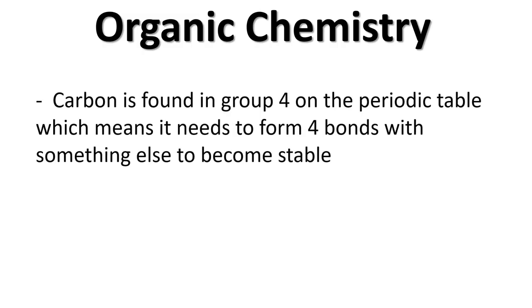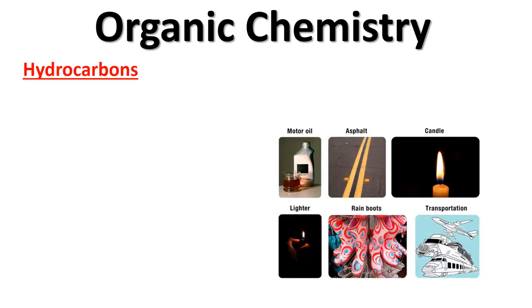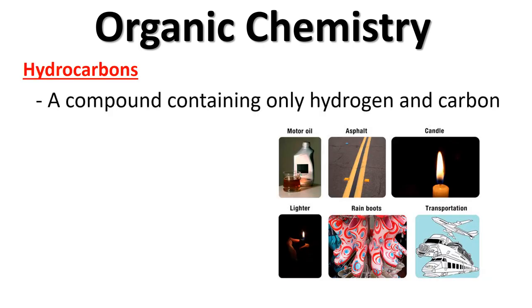So what's special about carbon? Well, it's found in group 4, which means that it needs to form 4 bonds to become stable. So it's all about the number 4. And what we're going to be doing a lot here is we're going to use hydrogen, because hydrogen is able to come along and nicely fill one of those 4 bonds with the carbons. They can fill all 4, they can fill 3, 2, or 1, whatever they're going to do. Hydrogen is very helpful.